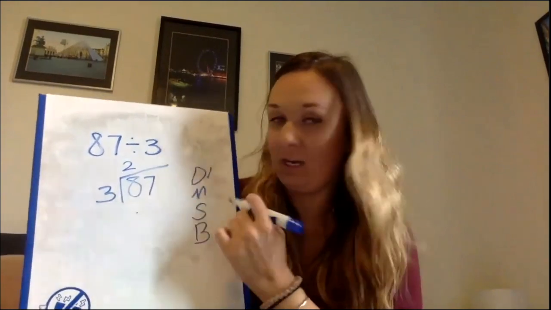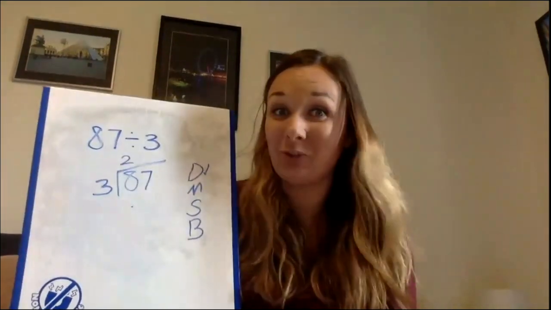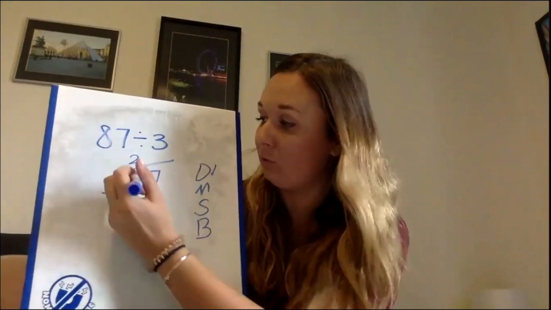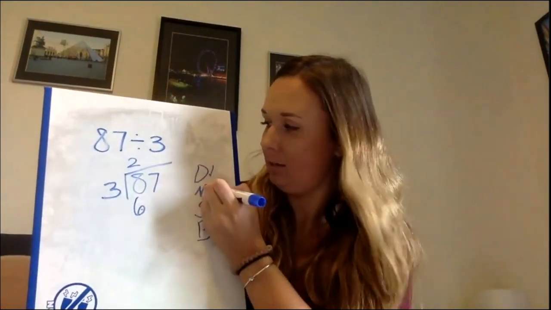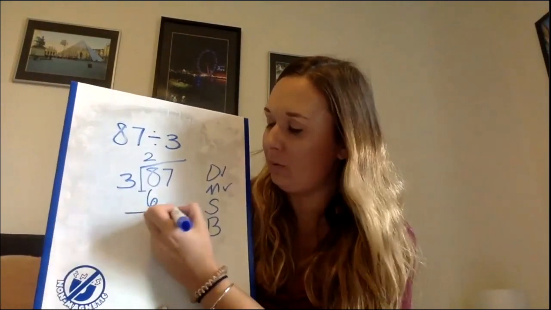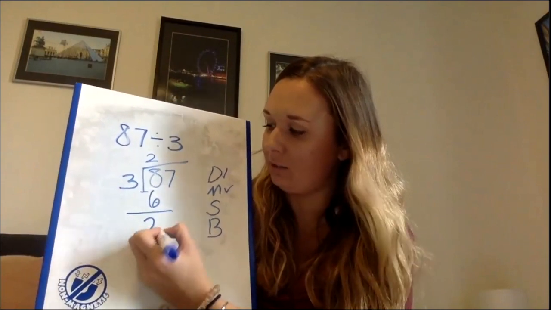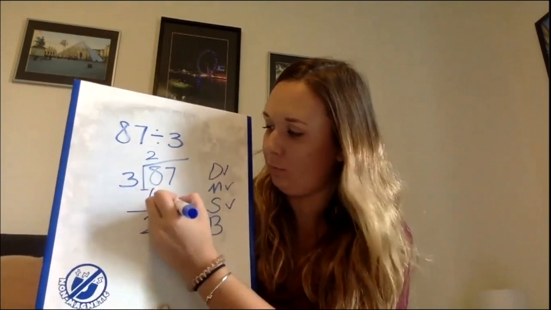That was dividing. Now I'm going to multiply. How many did I use? I used 2 times 3 is 6. I want to see how many were left out. 8 minus 6 is 2. And then I'm going to bring down the 7.